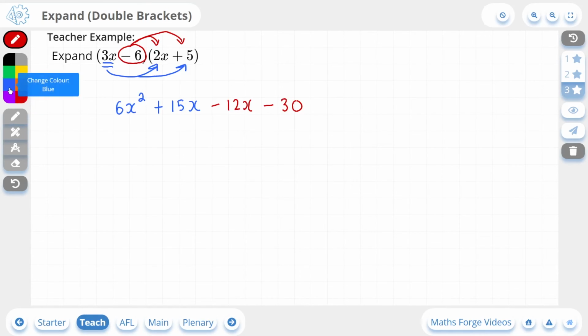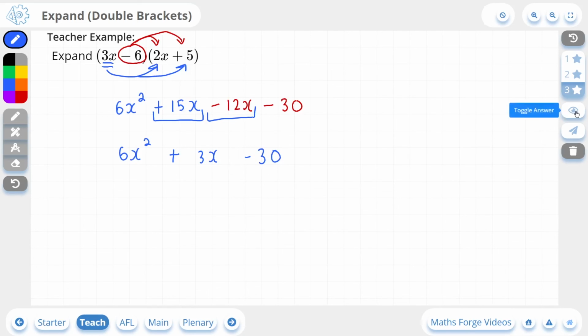So now we can go ahead and collect like terms. There are no other terms with an x squared, so this is going to remain the same, 6x squared. There are 2 terms with an x. We have plus 15x and minus 12x. 15x minus 12x is going to simplify to give us plus 3x. And then we have a minus 30 at the end. This should be our final answer, 6x squared plus 3x minus 30. And if we check our answer, there it is.